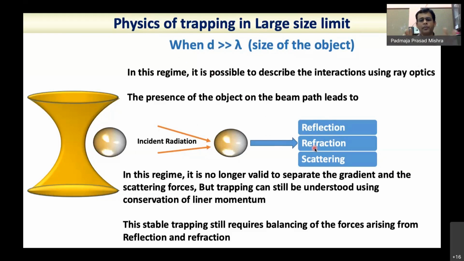But in this regime, it is no longer valid to separate the gradient and the scattering forces because the size is larger here. But trapping can still be understood by considering the conservation of linear momentum, which I'll explain.